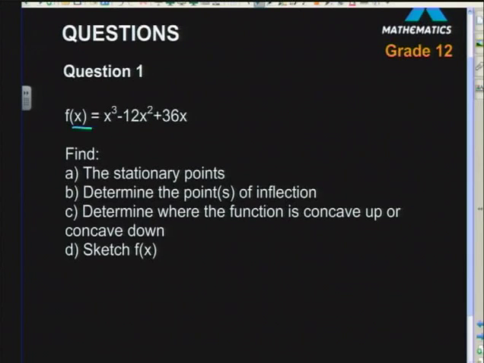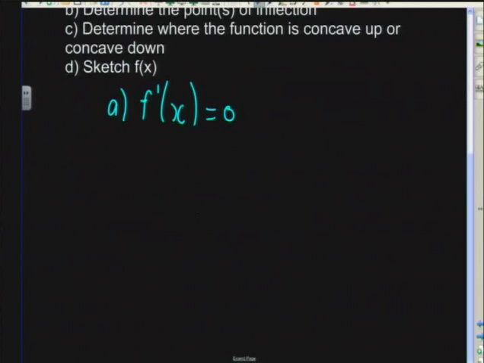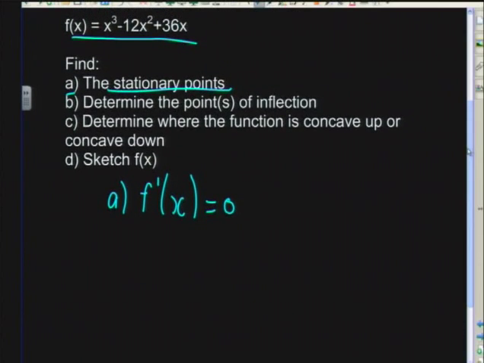So we've got f of x is equal to x cubed minus 12x squared plus 36x. The first part, A, says find the stationary points. Now remember, stationary points are points at which your derivative, your first derivative, is equal to 0. That's how we find stationary points. So all I need to do is take my function, f of x is equal to x cubed minus 12x squared plus 36x, and I'm going to derive it.